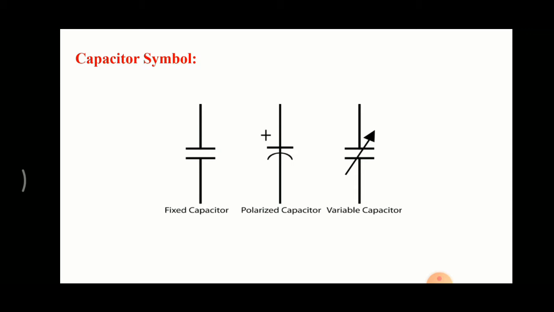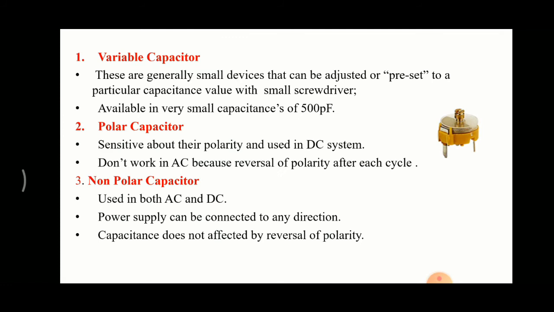There are three types of capacitor. First, the fixed capacitor, also called a non-polarized capacitor. Second is the polarized capacitor, and third is the variable capacitor. So first, the variable capacitor.